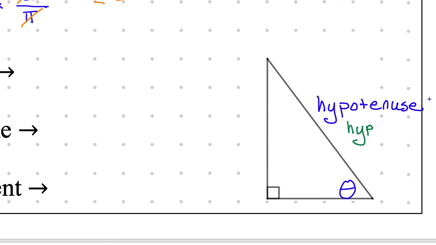What is the opposite? Another word for opposite is across. What is across from this angle? Is it 1 or 2? Quiet raised hand. What is the opposite?